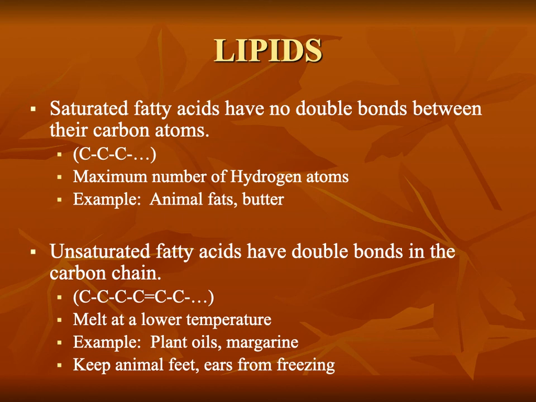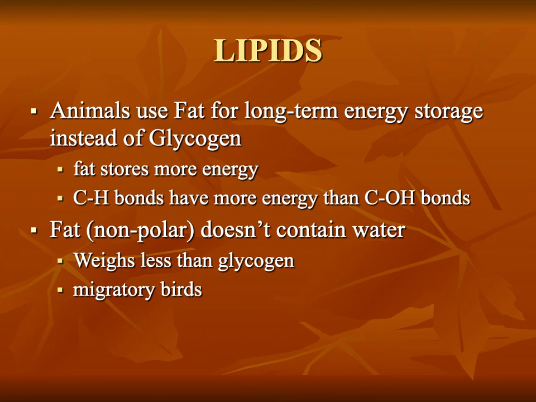Lipids: saturated fatty acids have no double bonds between them, and unsaturated have double bonds. They melt at lower temperatures. Plant and marine oils keep animal feet and ears from freezing, and the unsaturated are a little bit healthier for humans to consume. Animals use fat for long-term energy storage instead of glycogen. Glycogen is fairly short-term storage, usually in the liver, and if you don't need the energy and it sits around for a while, then it converts over to fats.